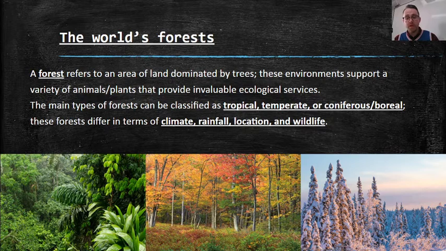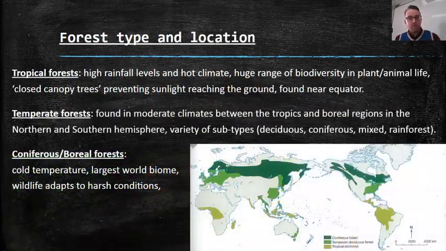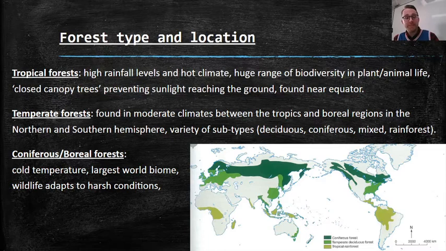So obviously an animal living in this boreal forest is going to look different, it's going to act different than something living in a rainforest. You can't just put a polar bear in a tropical forest and expect it to be all okay. So a tropical forest has high levels of rain and it has a very hot climate. So you think Amazon rainforest when you think tropical forest.